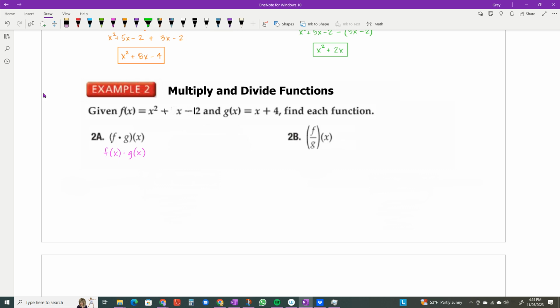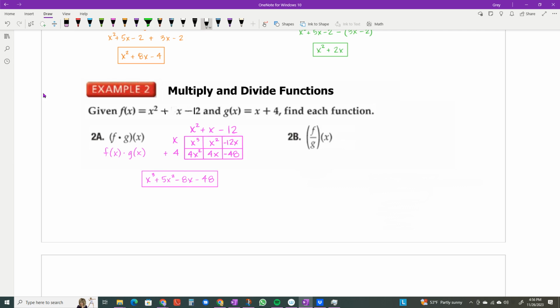So if I take the first one, which is x squared plus x minus 12, and then multiply by x plus 4, you'll remember the box: x squared times x, x squared times 4, negative 12 times x, and negative 12 times 4. And then combine your like terms. You've got to go find those like terms if you do it, and that gives us x cubed plus 5x squared minus 8x, and then minus 48.